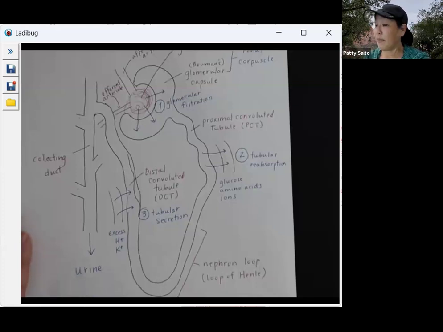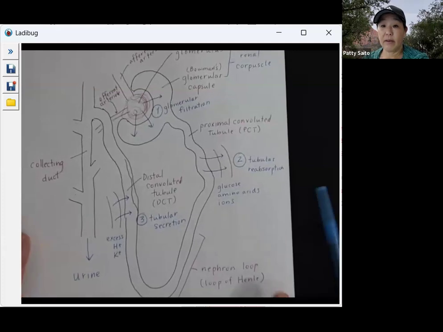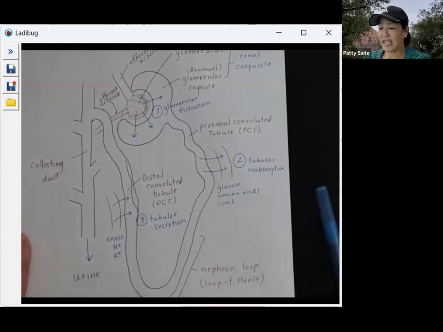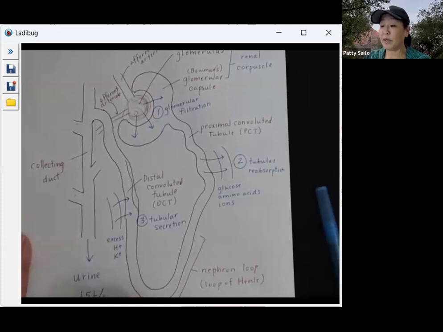Now, here's a couple of interesting facts. So how much do we urinate in a day? On average, about 1.5 liters per day of urine we produce.